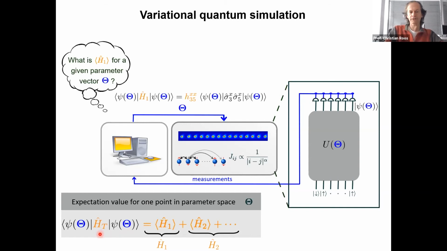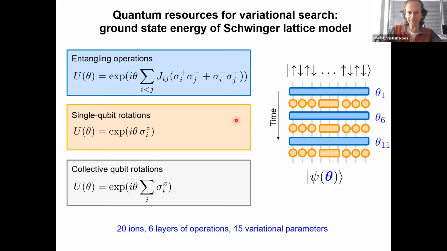And having now an estimate of this energy, the computer can suggest a new quantum state in order to see whether it has a lower value or a higher one, by changing the rotation angles that we have. And just to mention, we have these entangling operations, single qubit operations, and collective qubit operations. In the experiments that I show you here, we had up to 20 ions. We used up to 6 layers of these operations. And in this way, we had 15 different variational parameters that we tried to optimize. And this is what we got.